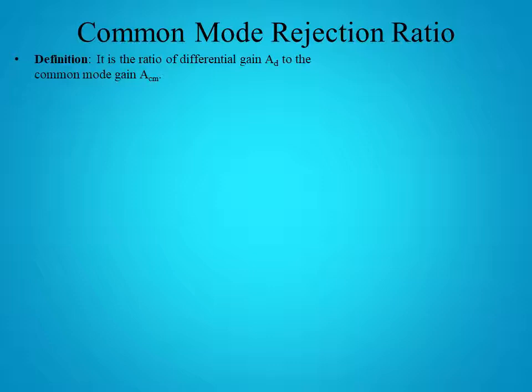So common mode rejection ratio is the ratio of differential gain AD to the common mode gain ACM. In equation form, we can write CMRR is equal to AD upon ACM. In decibels, it can be written as CMRR in dB equals 20 log of the magnitude of AD upon ACM.